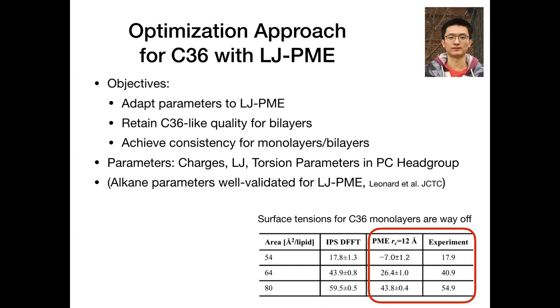And in a lipid, the tail parameters are basically alkane parameters, and then the head group are specific lipid parameters. We didn't want to touch the alkane because we validated that. Addison and Leonard published a paper about this last year, where she calculates all kinds of properties, and she consistently shows that when you use LJPME, when you use long-range Lennard-Jones, then all these parameters become better.